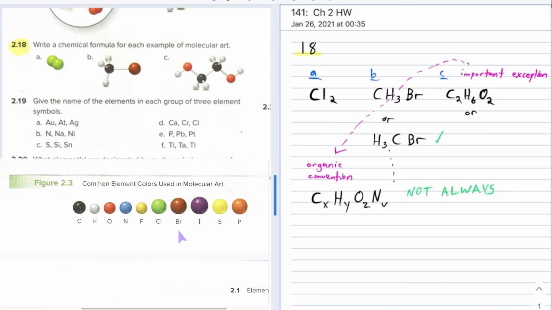Or we could write it like this: HO, CH2, CH2, OH. Okay, so I'm going to highlight that one because a lot of times you will see the atoms or the elements split apart. Now, this has the same formula as that, but this one gives you a little bit more information. Okay, you're clued in to how the atoms are connected.